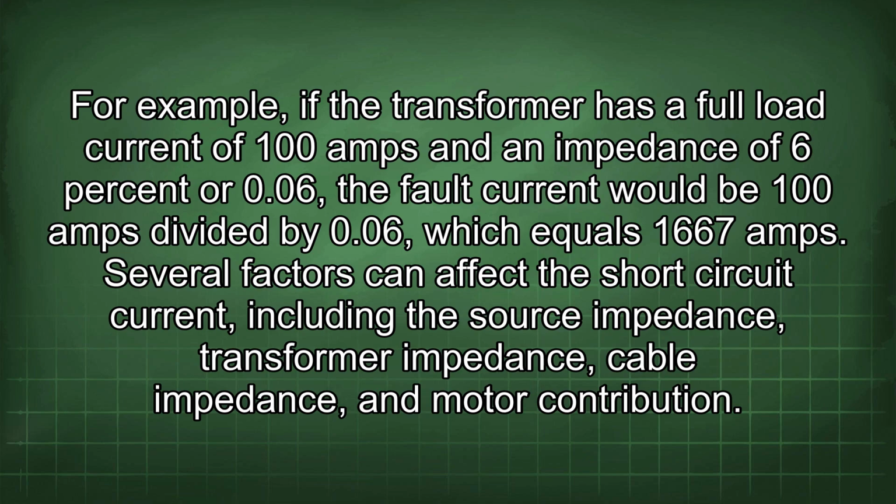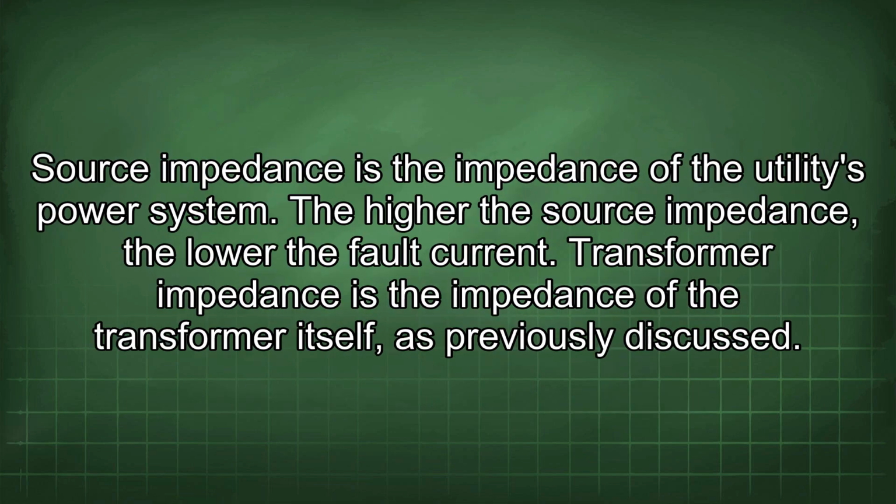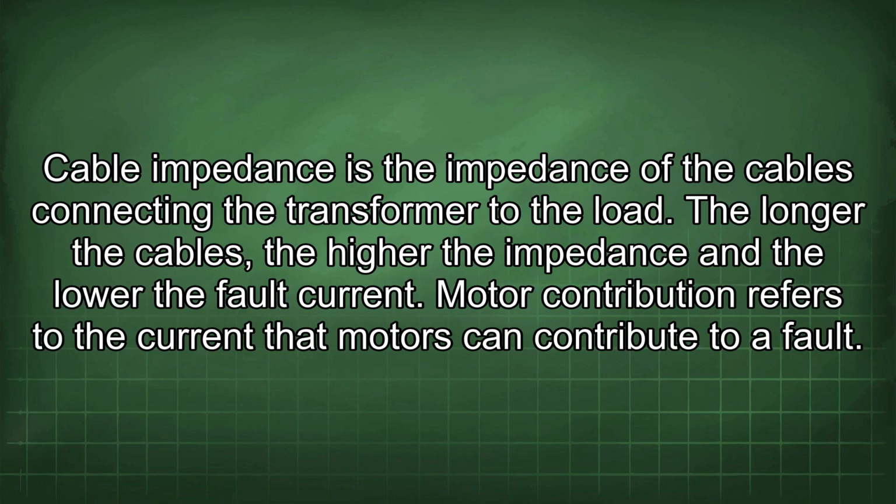Several factors can affect the short circuit current, including the source impedance, transformer impedance, cable impedance, and motor contribution. Source impedance is the impedance of the utility's power system. The higher the source impedance, the lower the fault current. Transformer impedance is the impedance of the transformer itself, as previously discussed. Cable impedance is the impedance of the cables connecting the transformer to the load. The longer the cables, the higher the impedance and the lower the fault current.